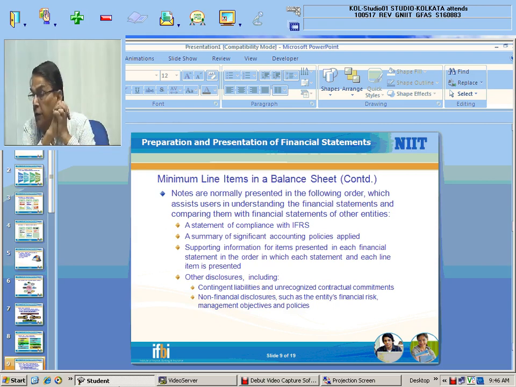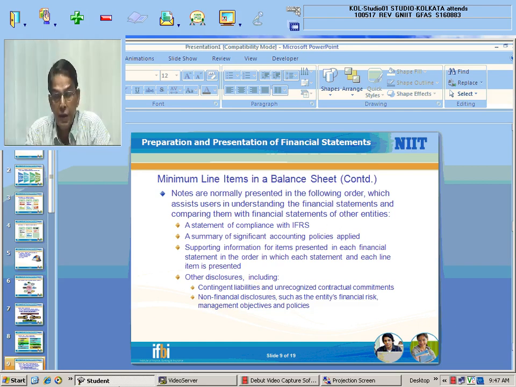In this order it should be presented: first the statement of compliance with IFRS, then a summary of significant accounting policies applied in preparation of the financial statements, then comes the supporting information for items presented in each component of the financial statements in the order in which the components and line items have been presented. Then lastly, other disclosures including contingent liabilities and unrecognized contractual commitments, and non-financial disclosures such as the entity's financial risk management objectives and policies. That is how notes to financial statements should be presented. So there is a definite structure for the notes to financial statements, you can see.